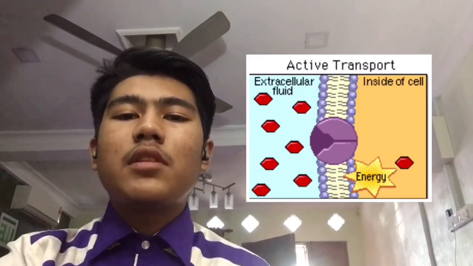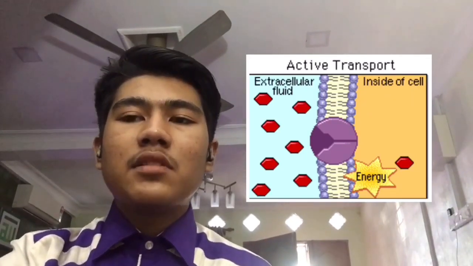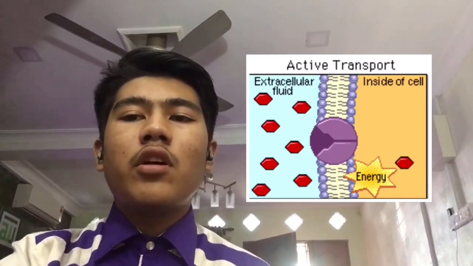It also requires specific carrier protein with specific site to bind with certain molecule or ion. Carrier protein also possesses receptor to bind with ATP molecule. Carrier protein changes shape when a phosphate group is attached to it. As a result, molecule or ion moves across the membrane. Active transport results in the accumulation or excretion of molecules or ions in the cell.